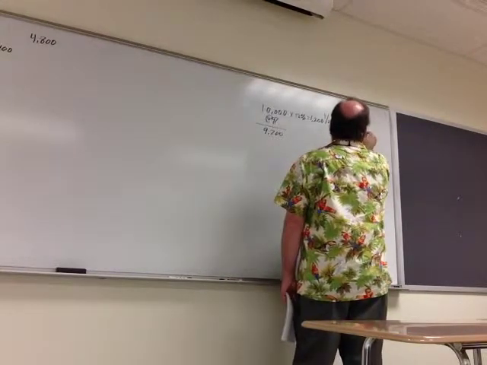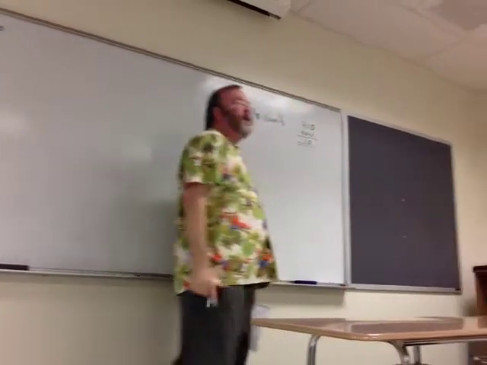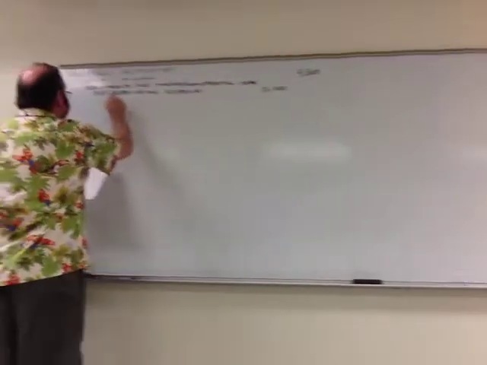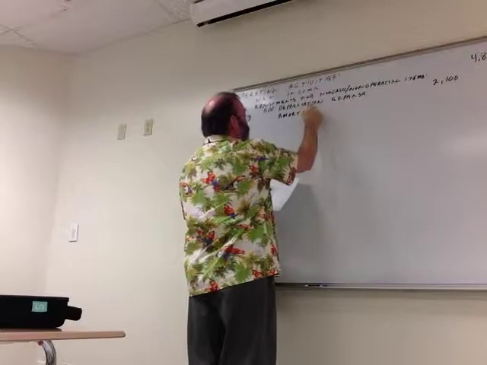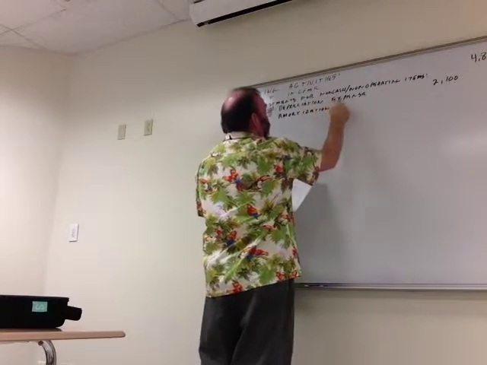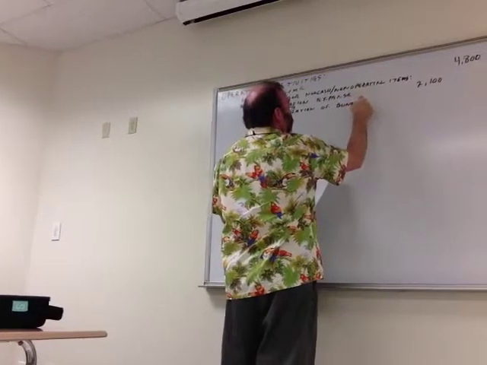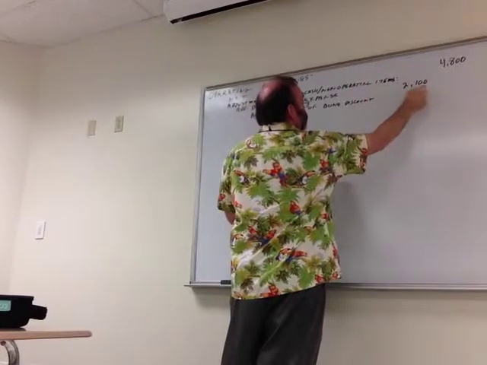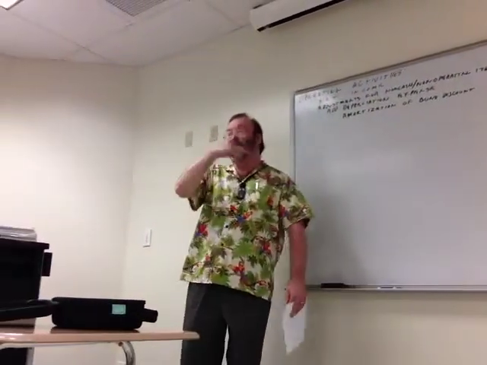is 400 in cash, which means the amortization of bond discount is $10. That's the easier way of figuring that out.